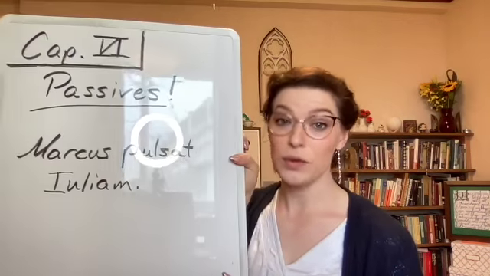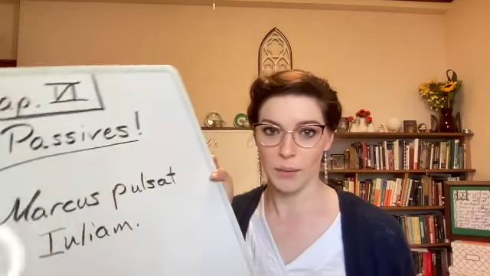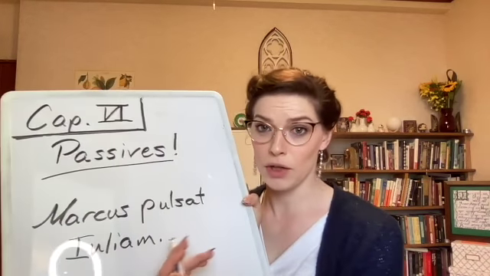So, we'll use one of our most famous Latin sentences, Marcus pulsat Juliam, because Marcus really likes punching Julia, and he does it a lot in chapter 3. So, if we were writing this in Latin, our normal sentence, and I'll do it in English order just to make it a little bit easier, our usual sentence would be Marcus pulsat Juliam, right? What does that say? Marcus punches Julia. It's happening right away, right?